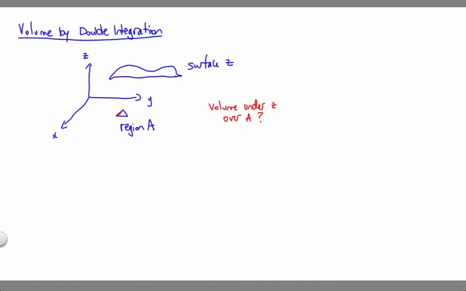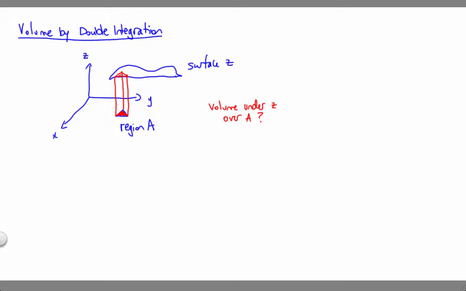So the region A, it's a triangular region within the XY plane. And what we want to do is draw some lines perpendicular to the XY plane that intersect the boundary of this region A. Okay, so we're going to draw some lines straight up until they hit our surface. So we could draw another line straight up here, maybe it would hit the surface right there, and then another line perpendicular to the XY plane. So these lines that we've just drawn, they form the boundary of the volume that we're trying to calculate.